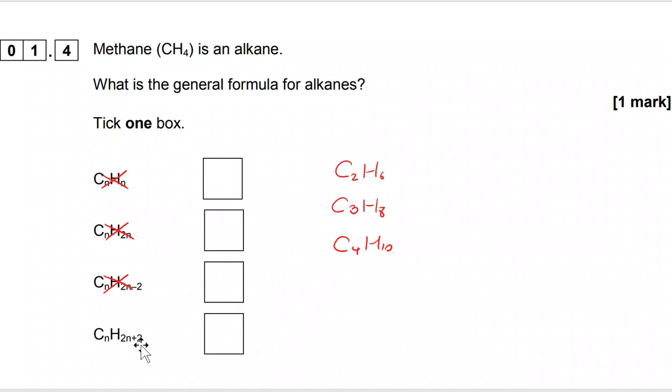4, double it and add 2 is 10. 3, double it and add 2 is 8. 2, double it and add 2 is 6. 1, double it and add 2 is 4. The correct answer is CnH2n plus 2.